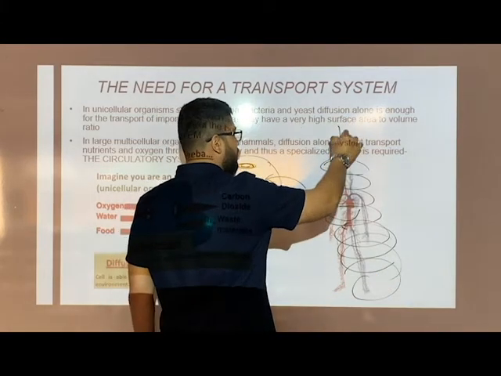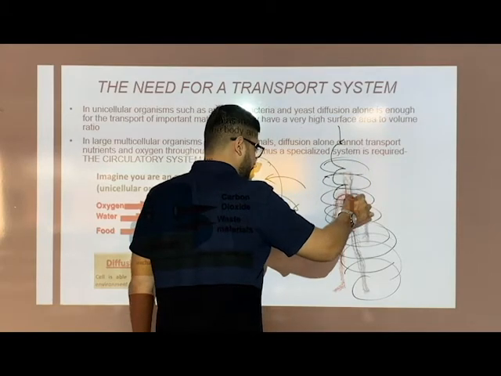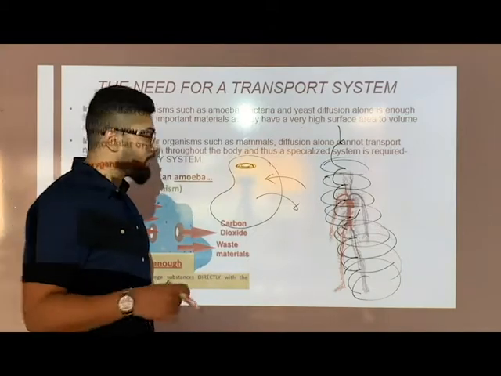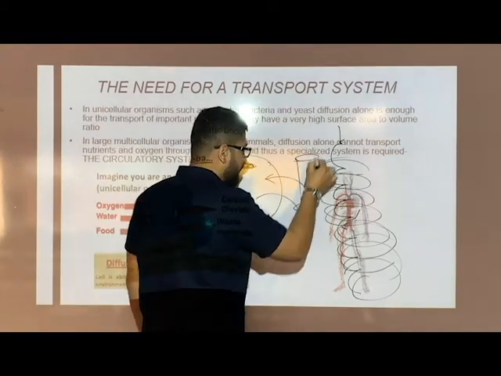If I'm getting nutrients from here, the nutrients have to diffuse from this cell into this cell, to this cell, to this cell, to this cell, to this cell, to this cell. So it takes time, it's time consuming, it's not very efficient. So instead, nature has given us blood vessels.